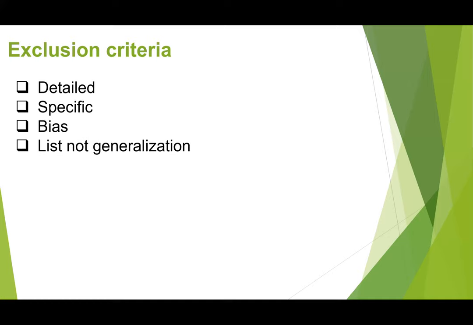You also need to express your exclusion criteria. The exclusion criteria should be detailed and specific. And remember always, the power of your exclusion criteria, the number, will affect the number and the type of bias in your study. And the criteria should be listed, and should not be generalized. It should be very specific.